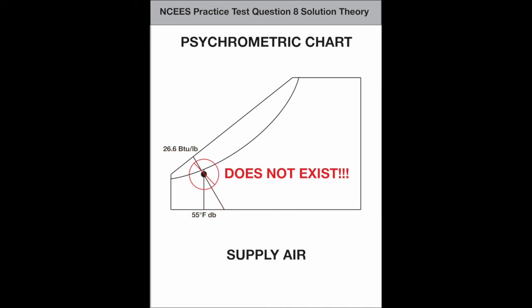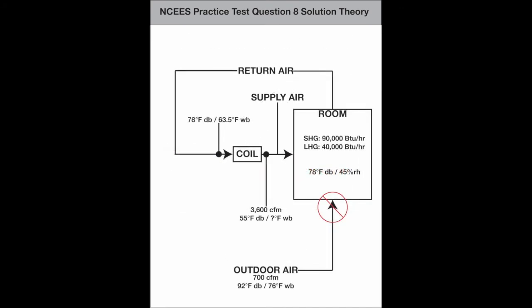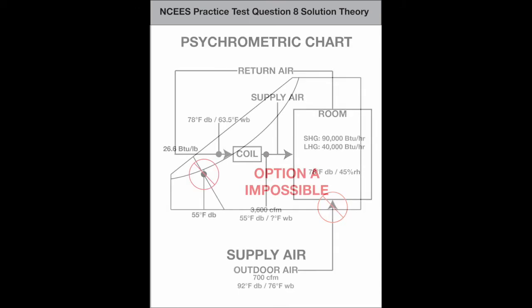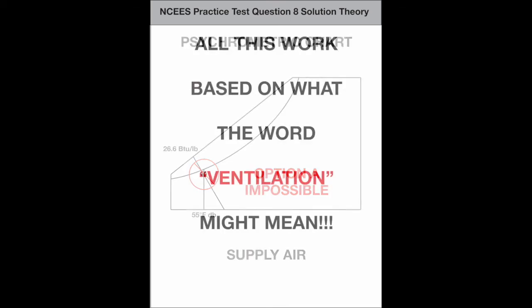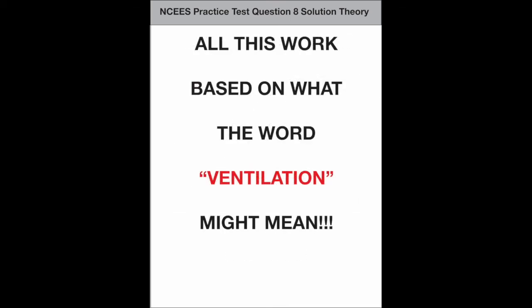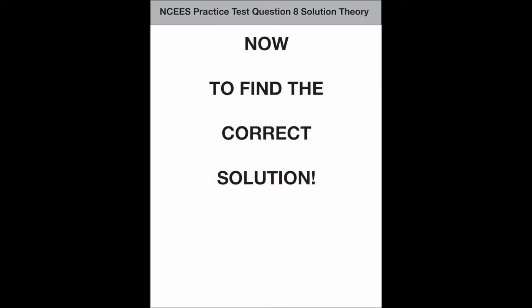Wait, it doesn't exist. You can't determine the wet bulb temperature using the outside air flowing directly into the conditioned room. Option A in the multiple choice is impossible. All this work based on what the word ventilation might mean. Now let's find the correct solution.